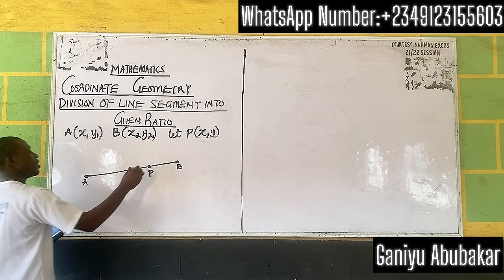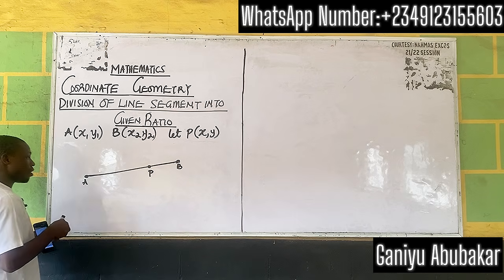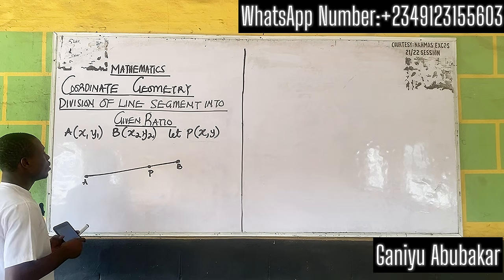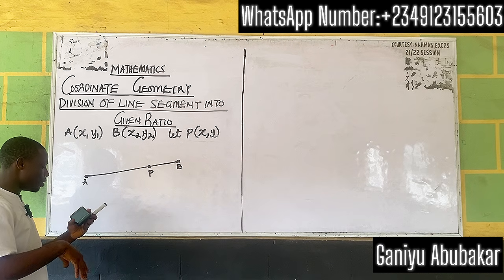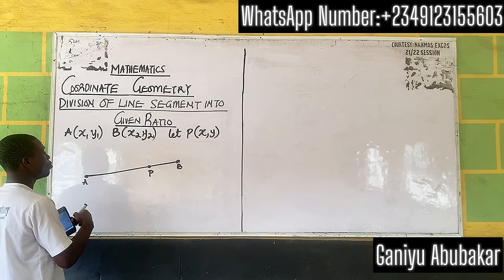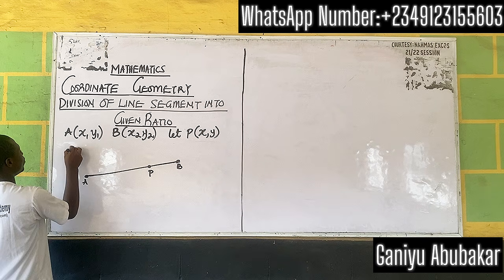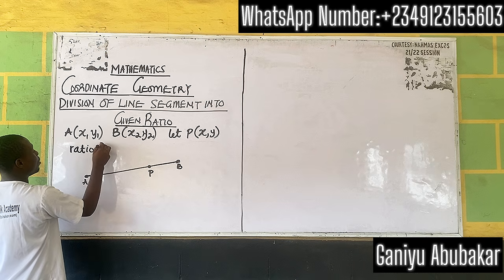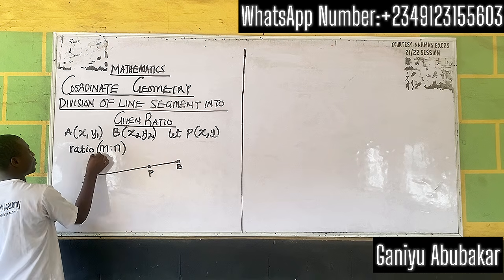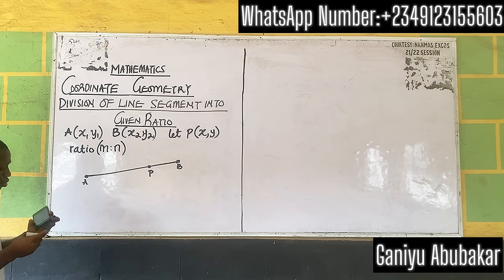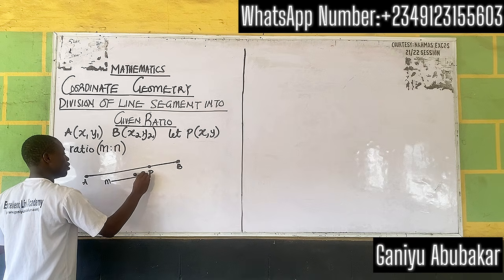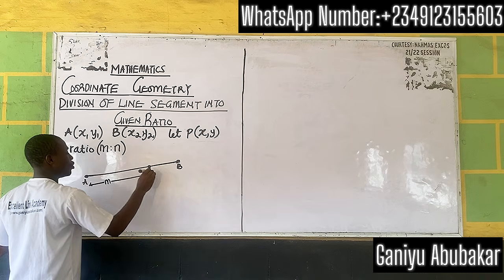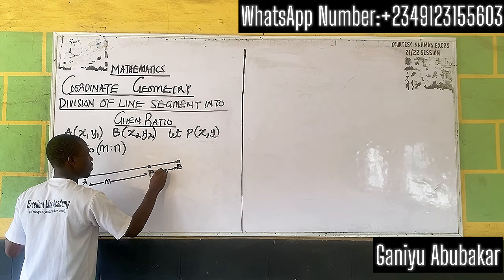Now listen, please. Here's the concept. Get it and understand it. Internally, I said we divide the line segment AB in the ratio m/n. So your m is from here to here, and your ratio n is from here to this point.